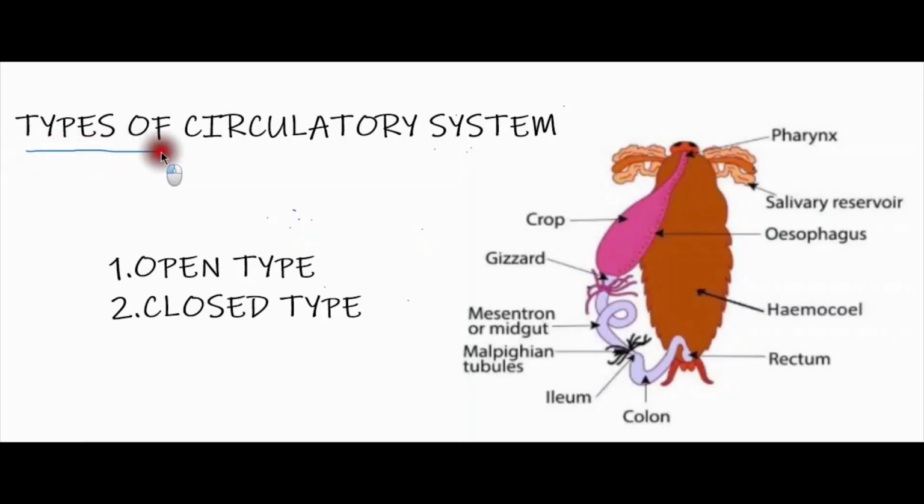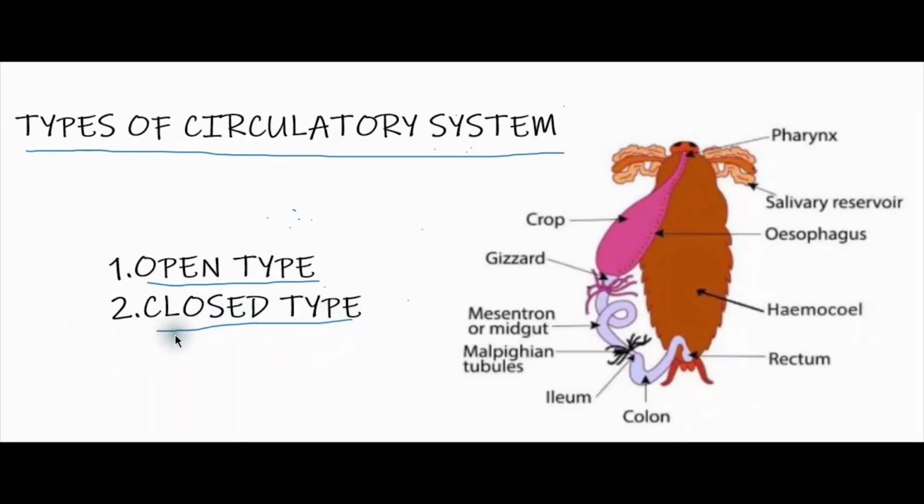Types of circulatory system. So our next topic is types of circulatory system. Already we have seen types of blood circulation, 3 types of blood circulation. Blood circulation and circulatory system are different, so don't confuse them. There are 2 types of circulatory system: open type and closed type.